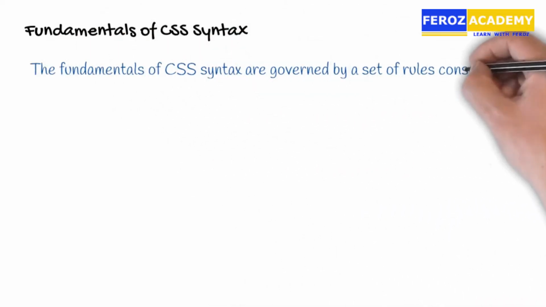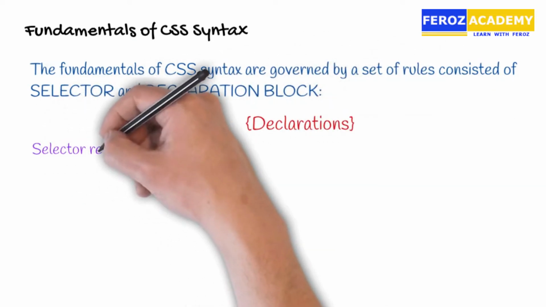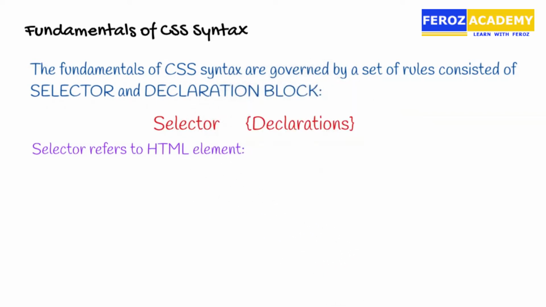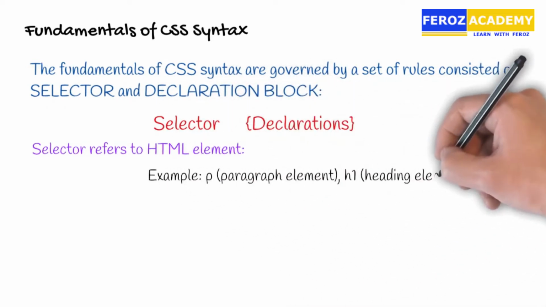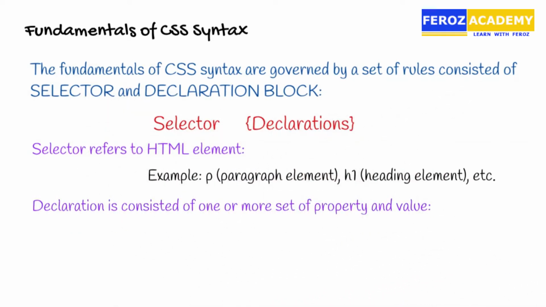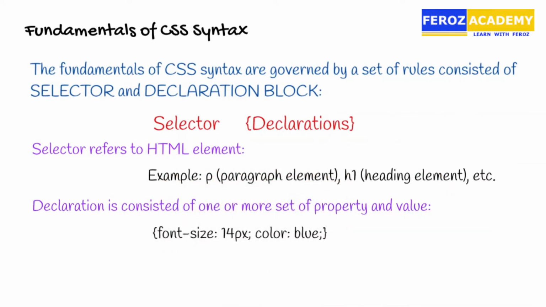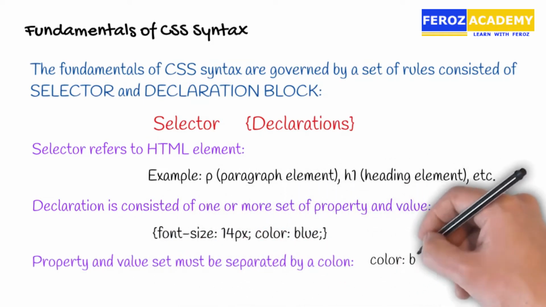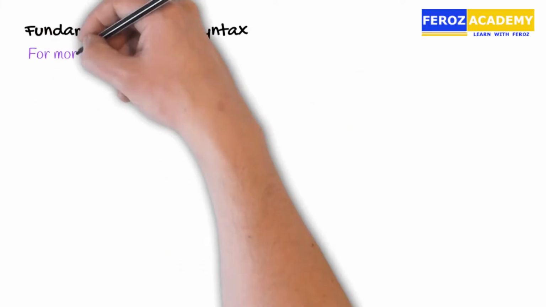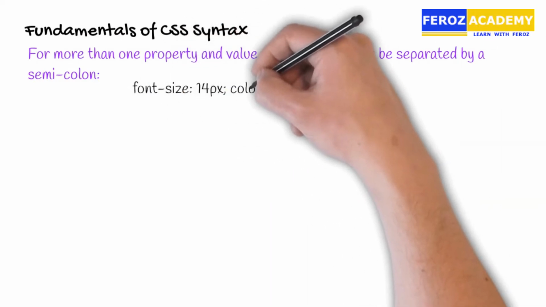The fundamentals of CSS syntax are governed by a set of rules, which consist of a selector and a declaration block. The selector refers to an HTML element. The declaration consists of one or more sets of property and value. Property and value must be separated by a colon. If you have more than one property and value set, each set must be separated by a semicolon.